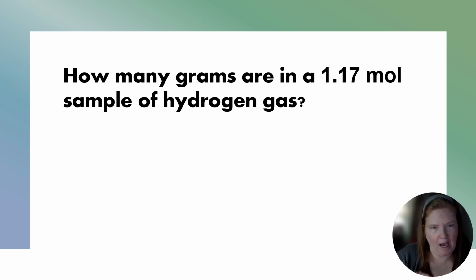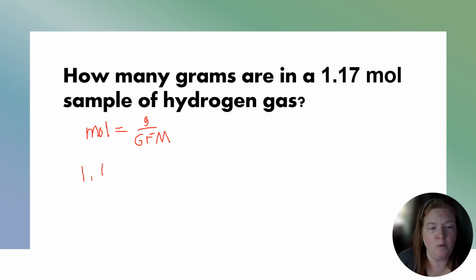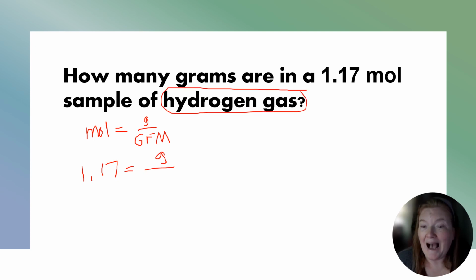What about if you have this question? How many grams are in a 1.17 mole sample of hydrogen gas? So again, it's moles equals grams over gram formula mass. This time we have 1.17 moles. We're being asked to find grams, and we need gram formula mass. What do we have here? Hydrogen gas. What is the formula for hydrogen gas? H2. So the atomic mass is 1 times 2, right? So 2 is my gram formula mass.